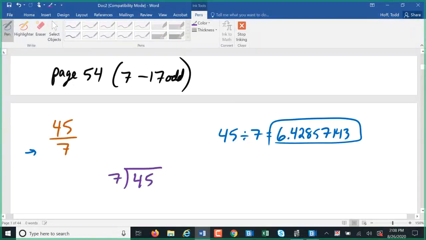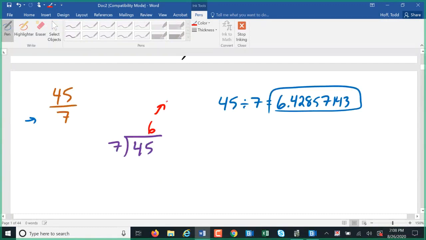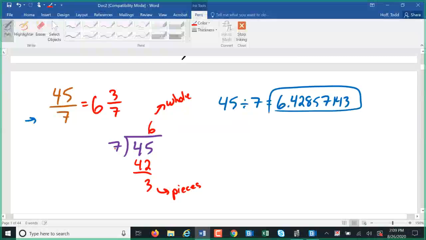45 divided by 7. 7 goes into 45 6 times. That's our whole objects there. That's telling us that we can get 6 whole objects out of this. Then we do 6 times 7 is 42. So that 6 whole objects took 42 of those pieces. We subtract. There are 3 pieces left over. That's our numerator, 3/7 still. So 45/7 is saying we can get 6 whole objects with 3 of those 7ths left over.